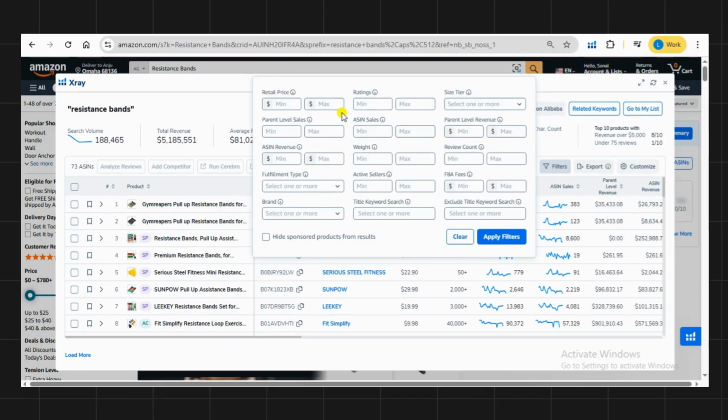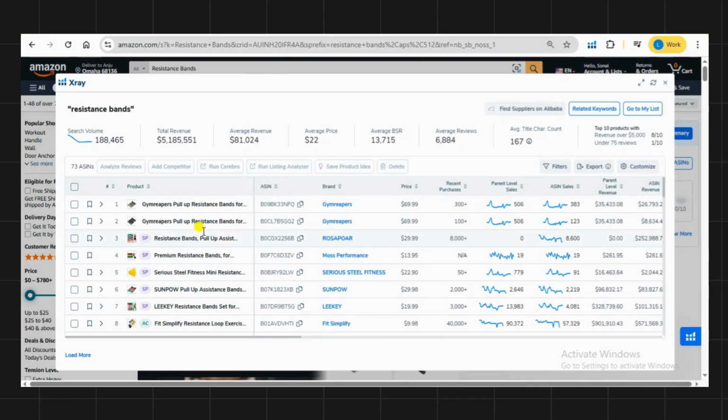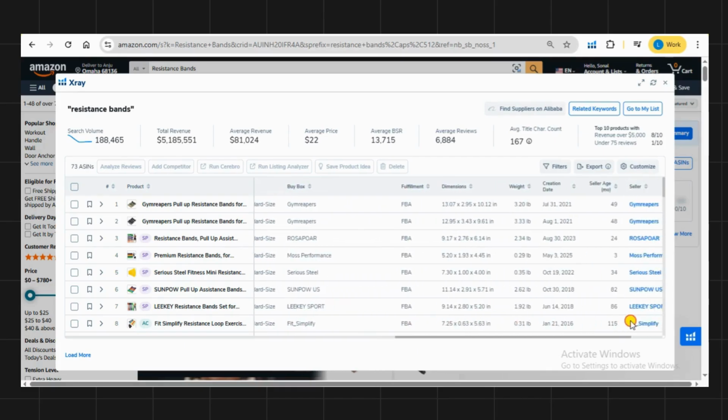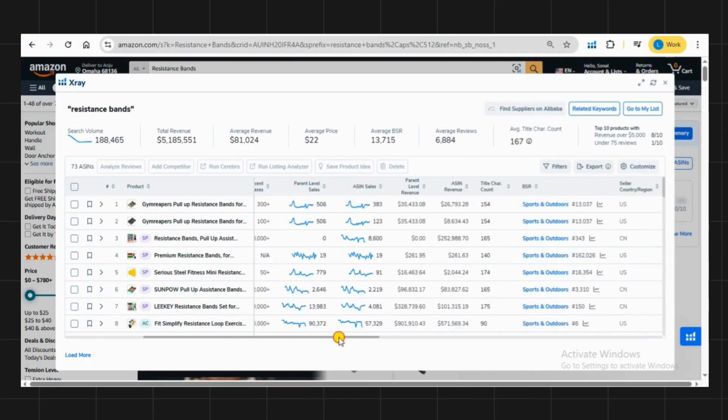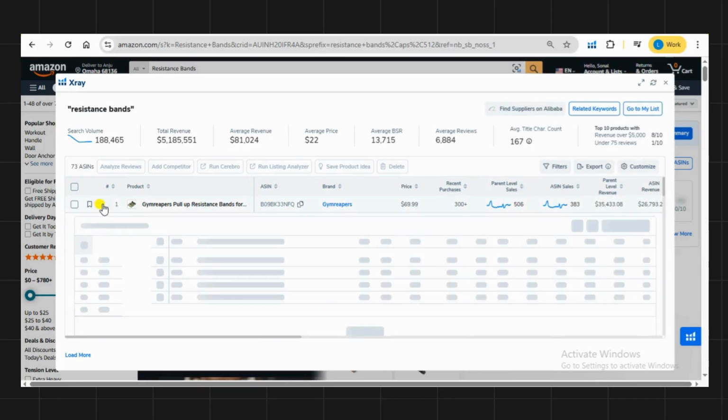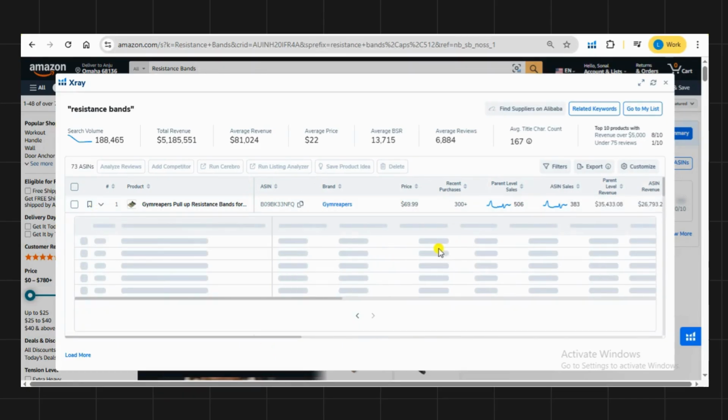Next, use the filters to narrow results by price range, sales volume, or fulfillment method like FBA only. Then, use the profitability calculator by clicking the calculator icon next to any product. Enter your estimated product and shipping costs to see your net profit and ROI instantly. You can also export the data for further analysis. Xray gives you fast, real-time insight to make smart product decisions without guessing.